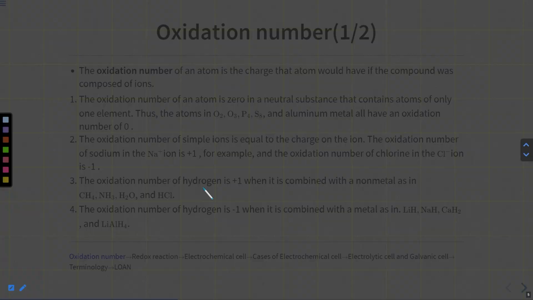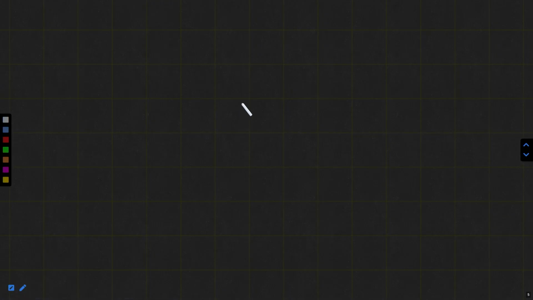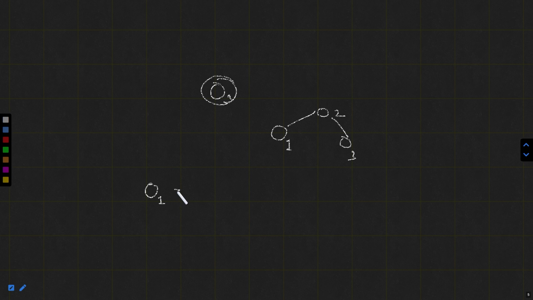What does this point say? Suppose we have O3, right? What is the oxidation number of oxygen in this? If I write ozone, it looks like this. Suppose I assign a number to each of the atoms: it is oxygen 1, oxygen 2, and oxygen 3. Then the oxidation number of oxygen 1 is equal to the oxidation number of oxygen 2, which is equal to the oxidation number of oxygen 3.